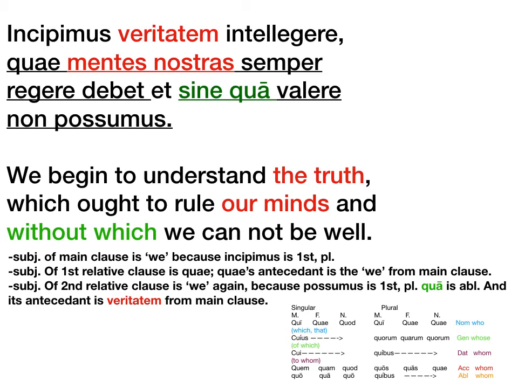But then this third one is correct. The qua is the relative pronoun of the last clause. And just like the main clause, the subject of the last relative clause is we again, because we see possumus, it's first person plural. And qua is the ablative object of sine there. Its antecedent is indeed veritatem from the main clause. That one is totally correct. Okay, a little rusty there.